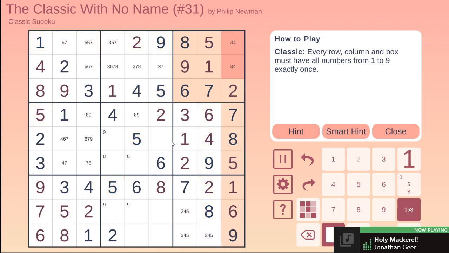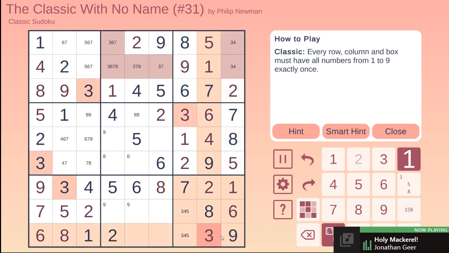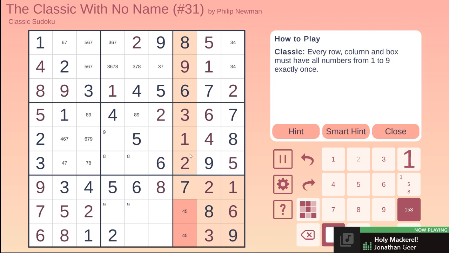This is a 3, 4 pair. Well, then we know this digit is a 3, and these cannot be a 3. This is a 4-5 pair.